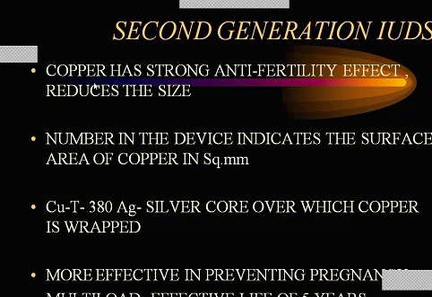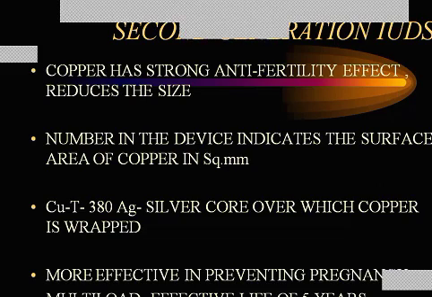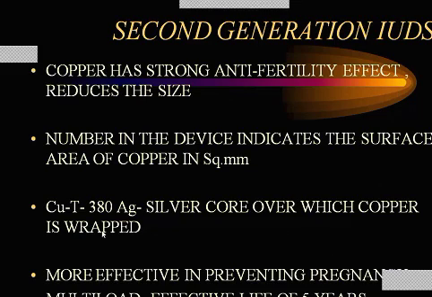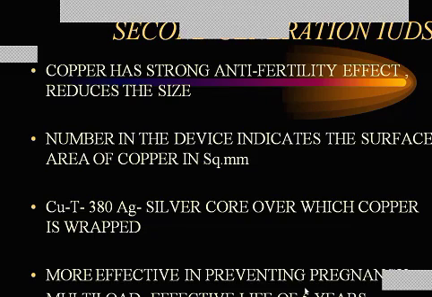So now let us discuss the second generation IUDs. Second generation means they are bioactive, medicated or bioactive. Why are they called bioactive? Because they are added with copper or hormone. This copper or hormone gradually depletes after some time, so they need to be changed from time to time. It depends upon the type of device we are using.